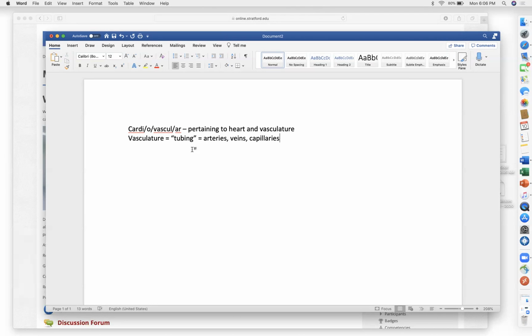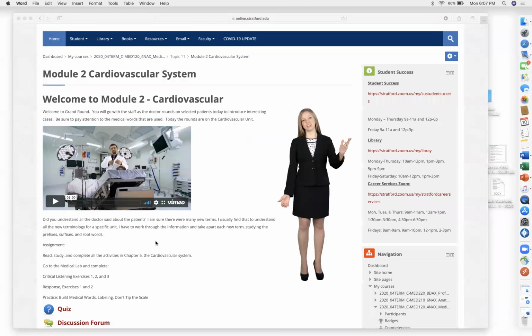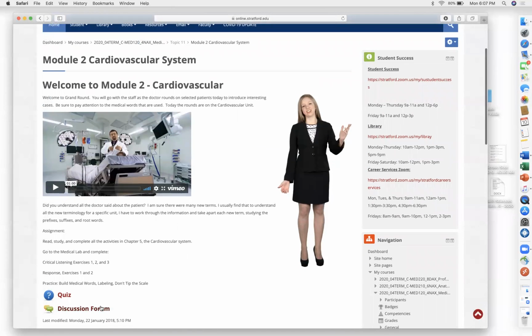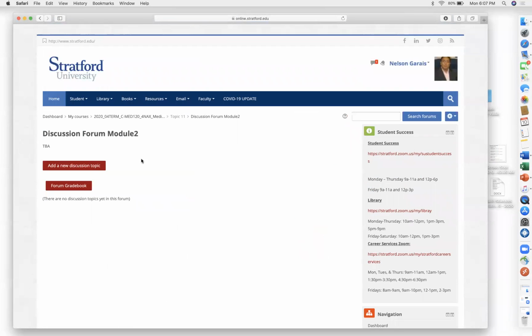But know that a cardiovascular surgeon is not only an expert at the heart, but also an expert at all the tubing, arteries, veins, and capillaries that are connected to the heart, because the heart is the pump that pumps all the blood around. So that's cardiovascular. And of course, the discussion forum, did I put one in? I don't think so. So I'm gonna put one in, and it's probably gonna be about abbreviations or something of that matter. I'll put it in after. And if I forget, someone please remind me.